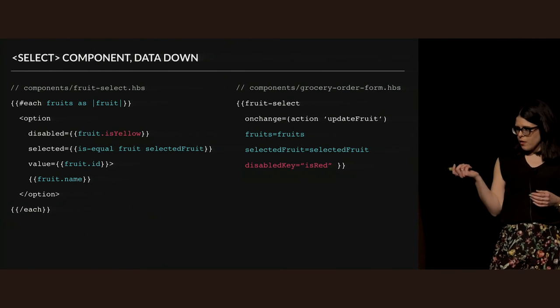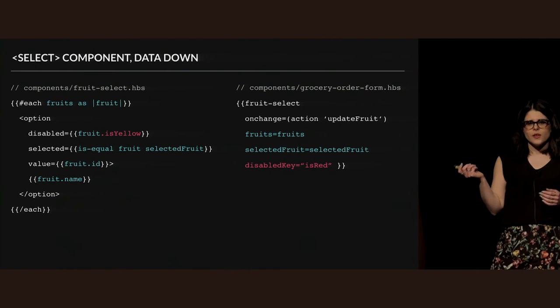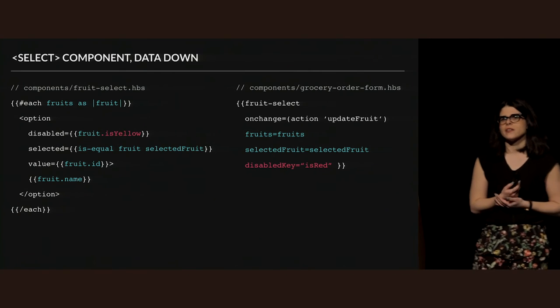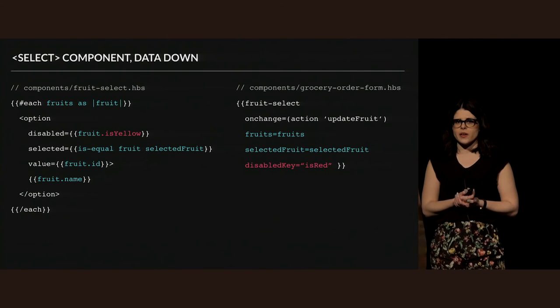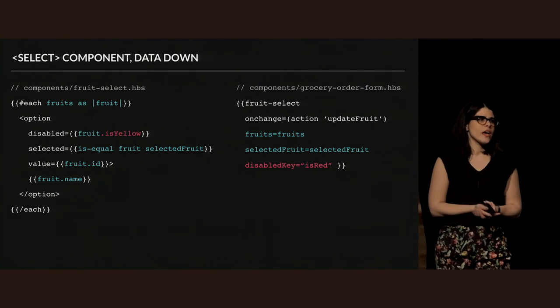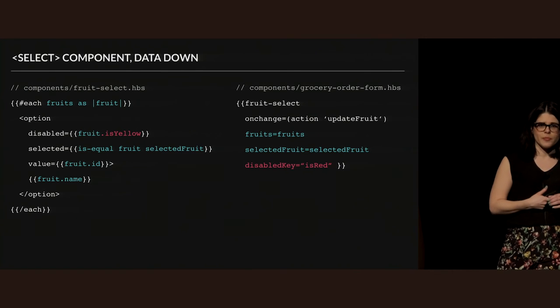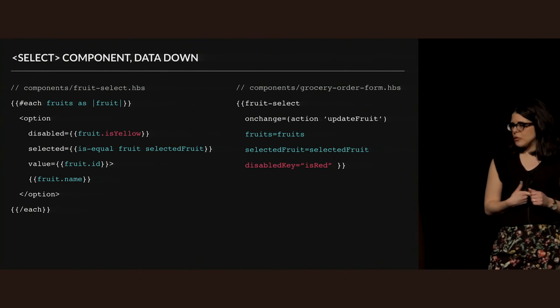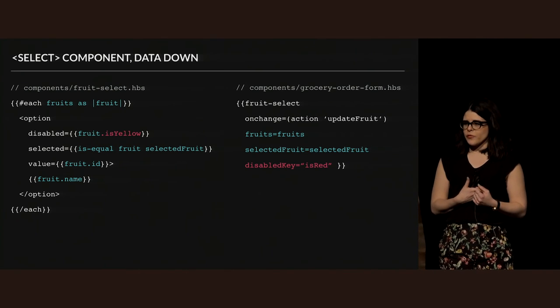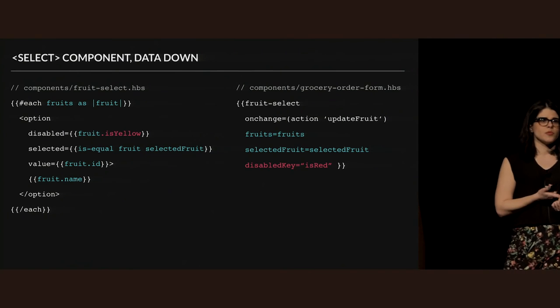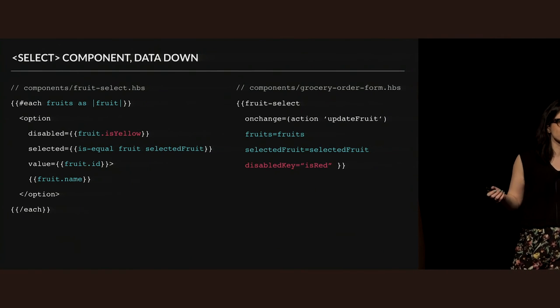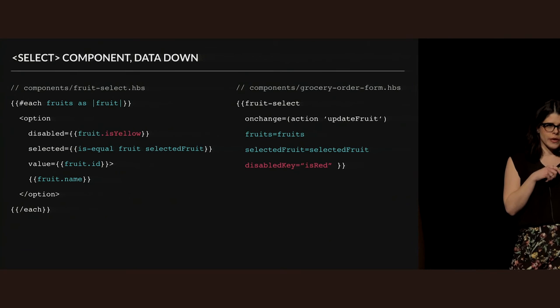But what about something like this? What if we wanted to make that disabled key something dynamic? It's conceivable that in multiple places where you're using this fruit select, you might want to have a different type of fruit be disabled. So, you know, what if I wanted to pass in disabled key is red? I've got this is yellow hard-coded in here.